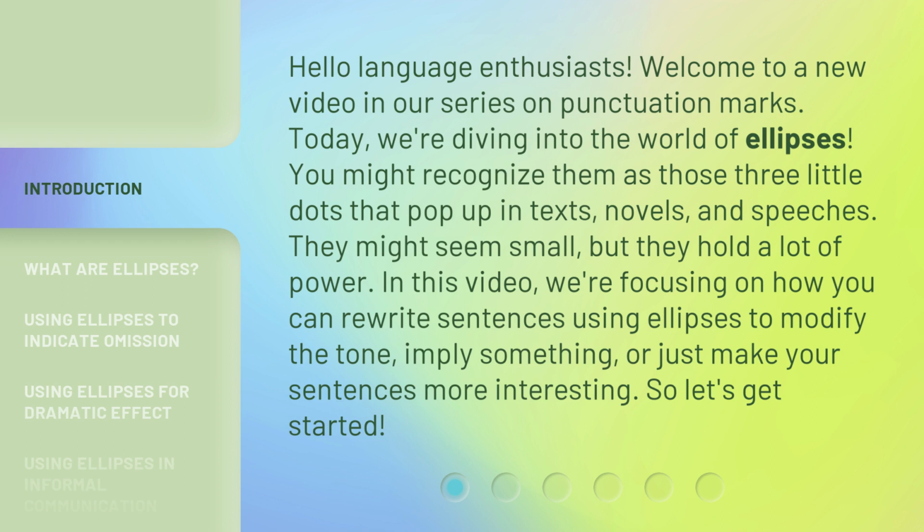Today, we're diving into the world of ellipses. You might recognize them as those three little dots that pop up in texts, novels, and speeches. They might seem small, but they hold a lot of power. In this video, we're focusing on how you can rewrite sentences using ellipses to modify the tone, imply something, or just make your sentences more interesting. So, let's get started.